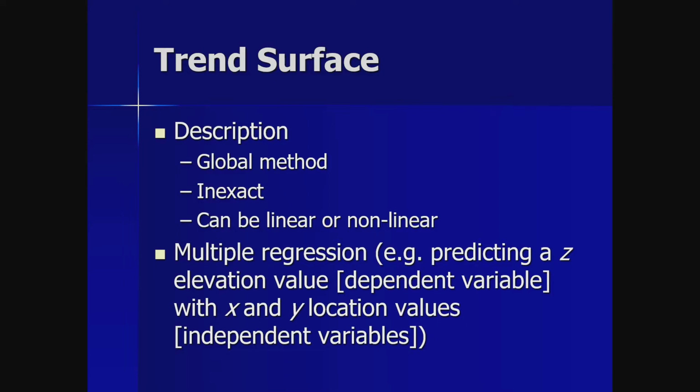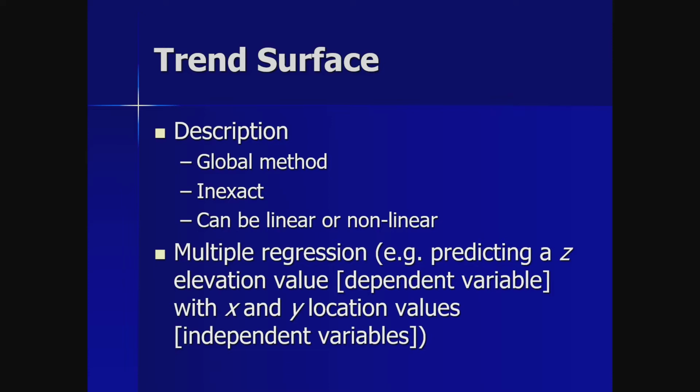Okay, next interpolation algorithm that we're going to talk about is trend surface. We mentioned trend surfaces already several times, but we're going to talk about it. So a typical trend surface is a global method. In other words, it considers all of the points at the same time. It's inexact. In other words, it doesn't try to pass through all of the data points. And it can be linear or nonlinear. You can actually make a curvilinear surface through your data.